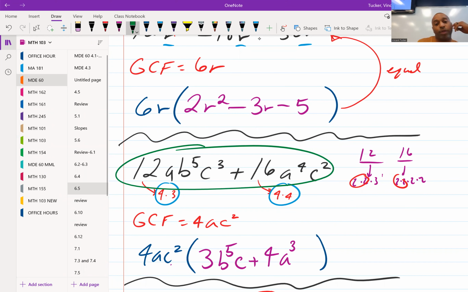So original expression: 12ab to the fifth c to the third plus 16a to the fourth c squared.